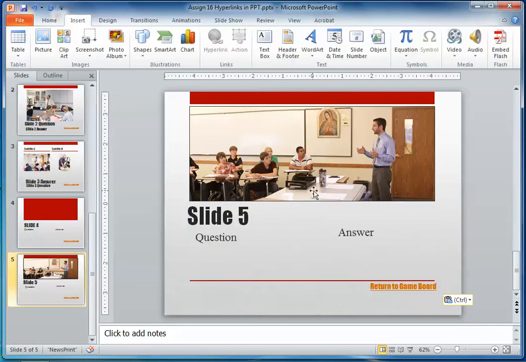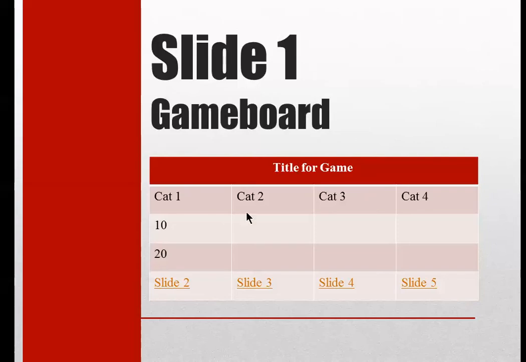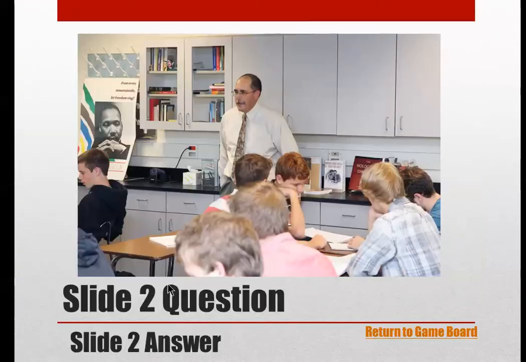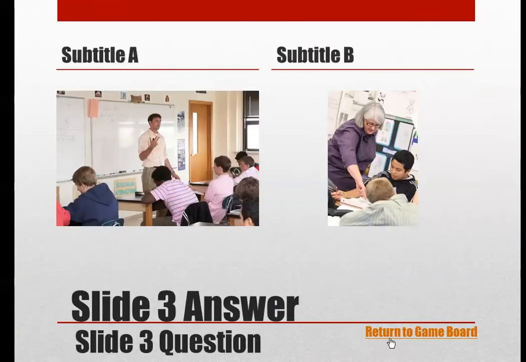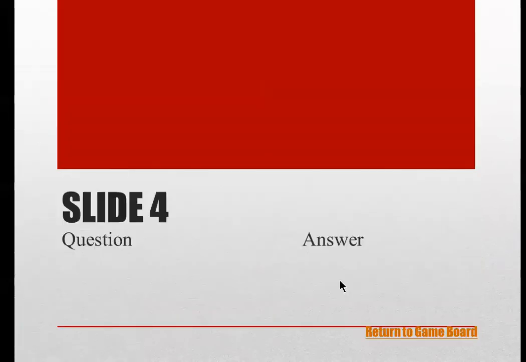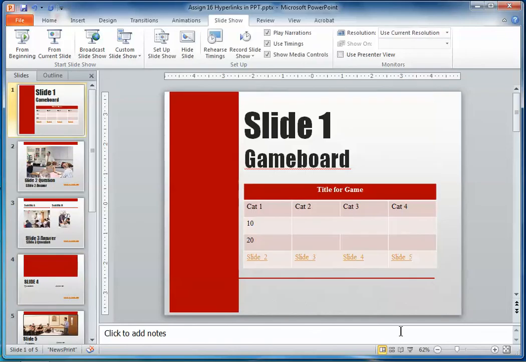Once I have all of my links inserted, make sure that you save, and then I can run my slideshow and make sure that you test every single link. So does this link go to slide 2, and does this link return us back to the game board? So go to slide 3 and return, go to slide 4 and return, go to slide 5 and return. So make sure every single link is working. I hit escape if I want to leave the slideshow.